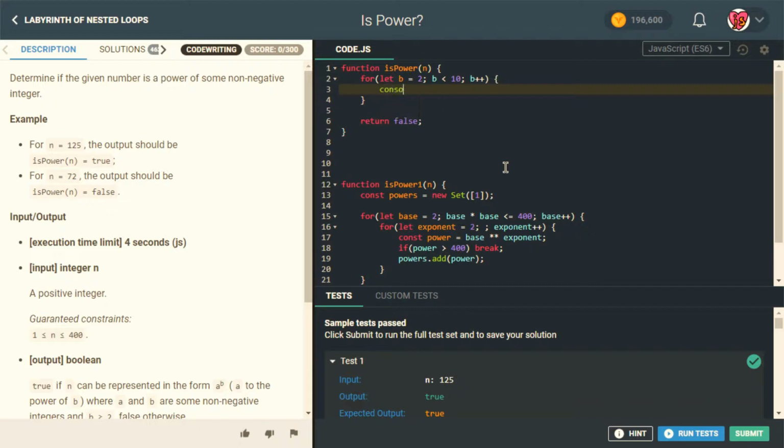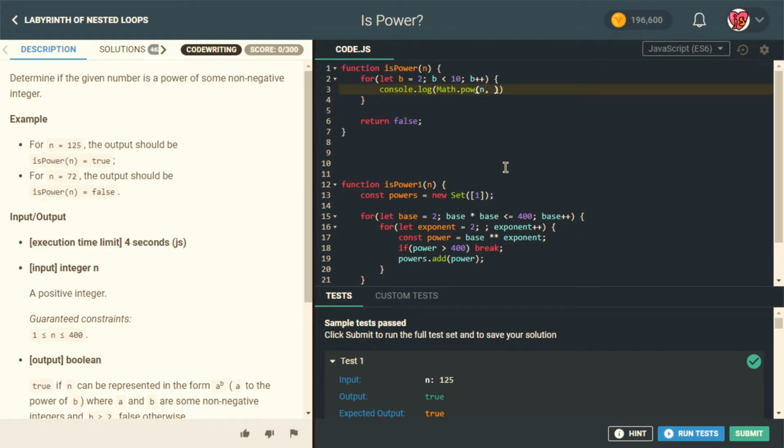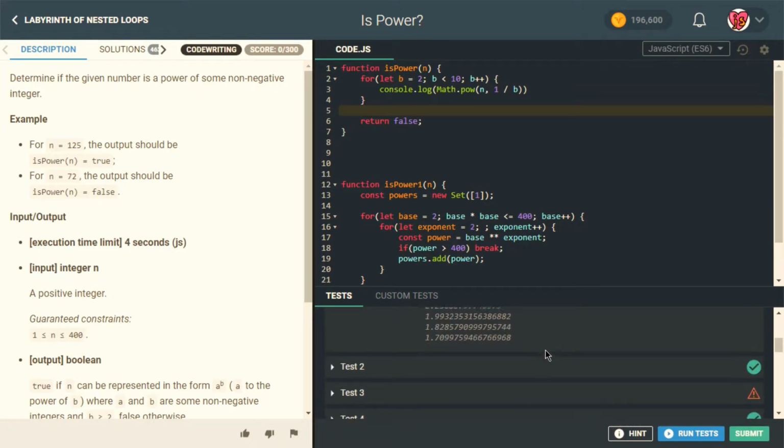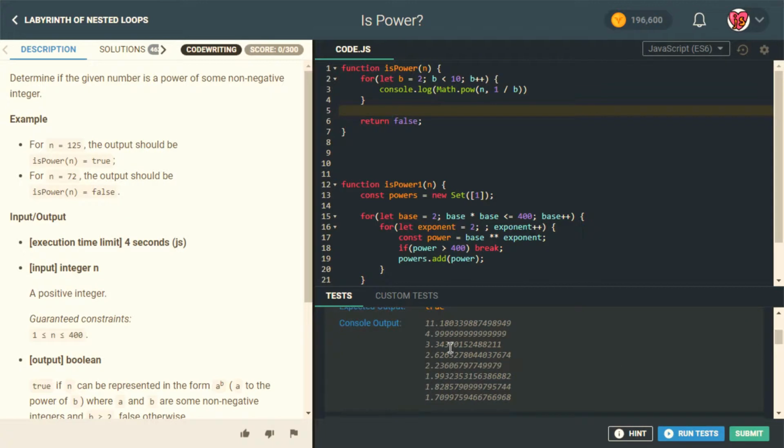So I'm just going to do a little console log on this for now, and we're just going to do math.pow of n and 1 divided by b. Okay, where b is the, wow, I sort of flipped those in the last one, whoops. Okay, check it out. So notice we've got a bit of an issue with this, which is that this should be 5, like this should be exactly 5. And it's not quite, so not exactly a whole number.